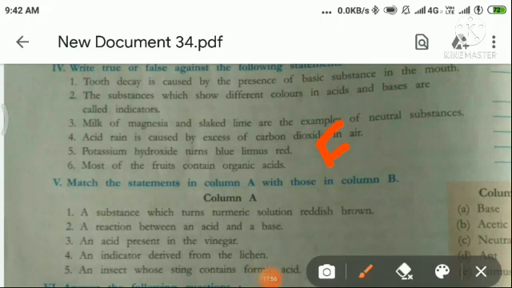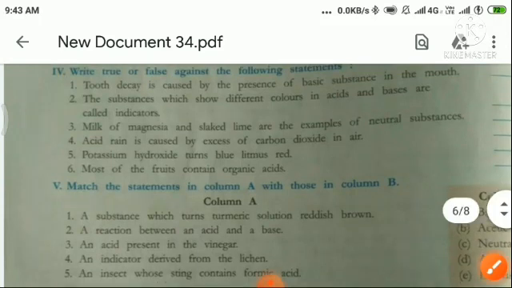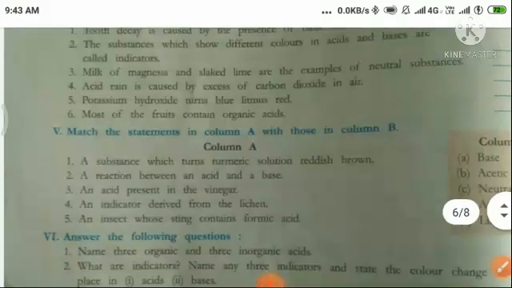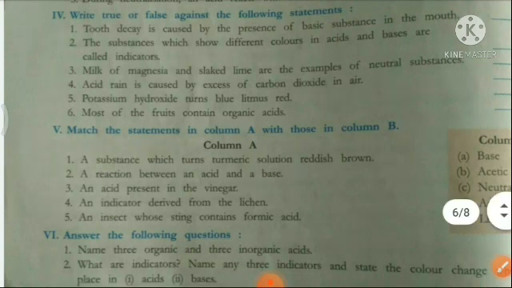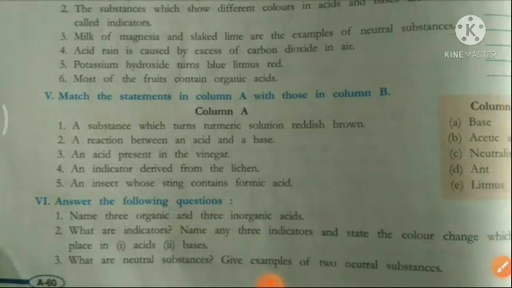Okay, now the last, most of the fruits contain organic acid. Okay, so this is true. We all know that citrus fruits contain citric acid, and again tamarind and raw mango, these all contain acids like tartaric acid. Okay, so they contain organic acids.